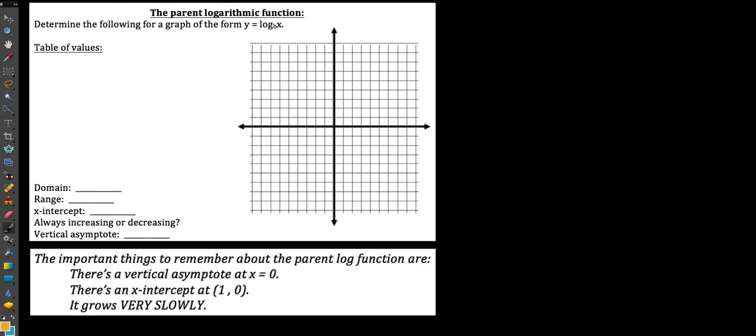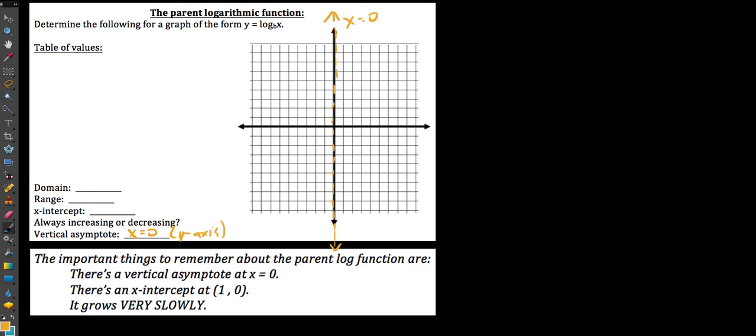So determine the following for a graph of the form y equals log base b of x. The very first thing that I want you to recognize is that all logarithmic functions, at least a parent function that hasn't been transformed, are going to have a vertical asymptote at x equals 0, or in other words, on the y-axis. An easy way to remember this is that logarithmic functions behave as inverses to exponential functions. So if exponential functions all have their asymptotes on the x-axis, this one has it on the y-axis.